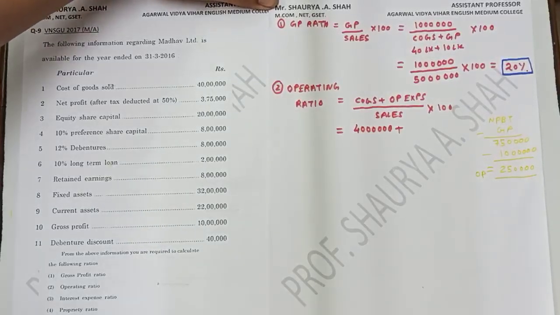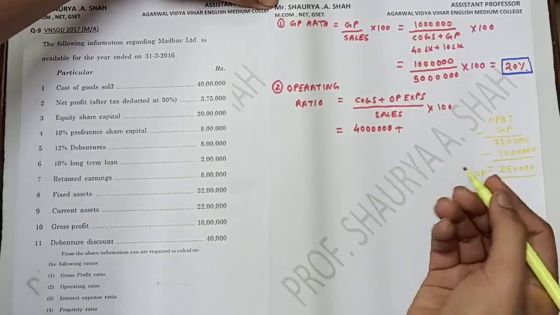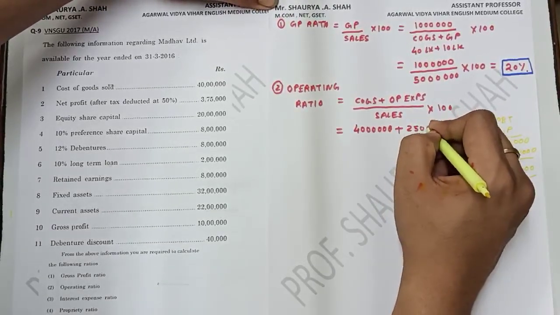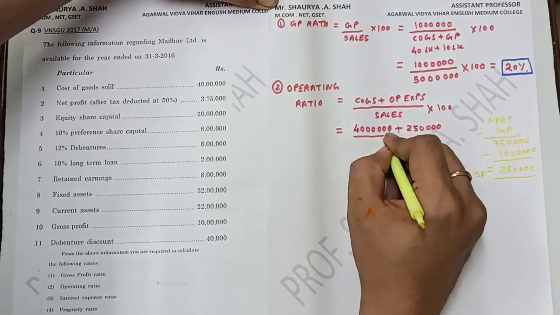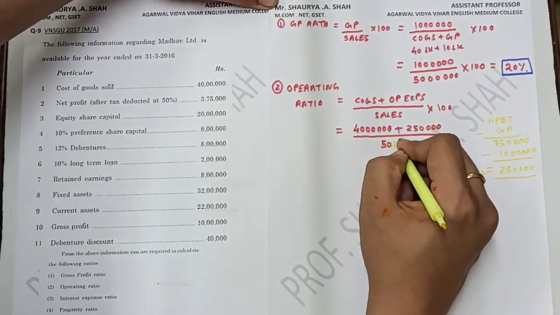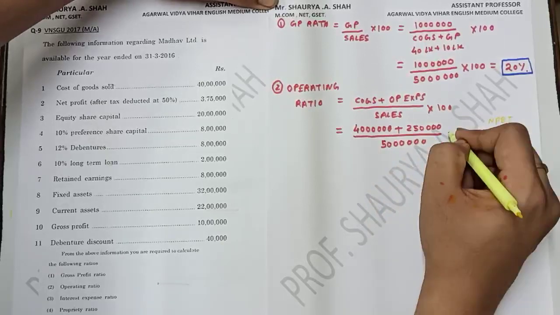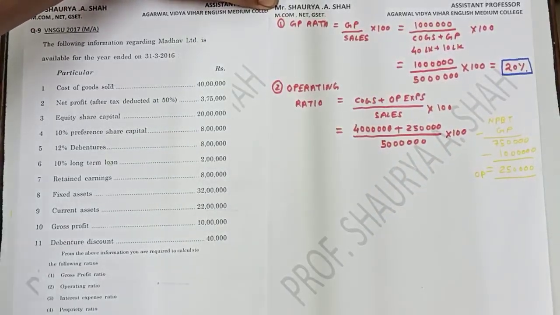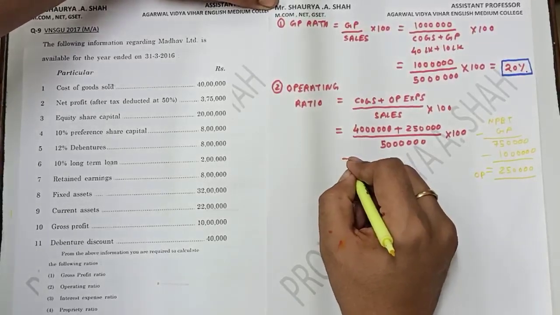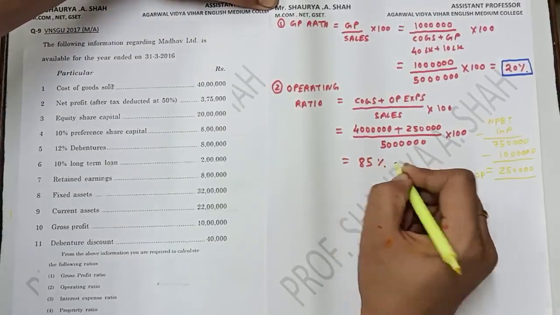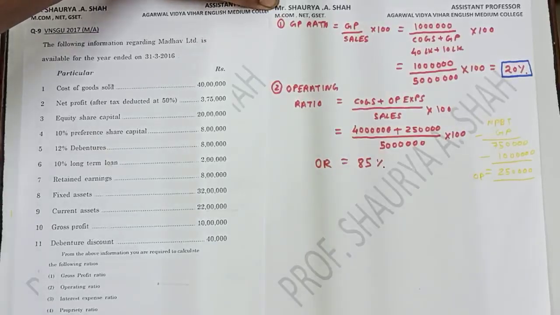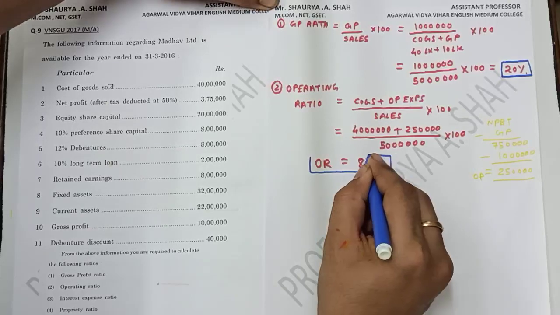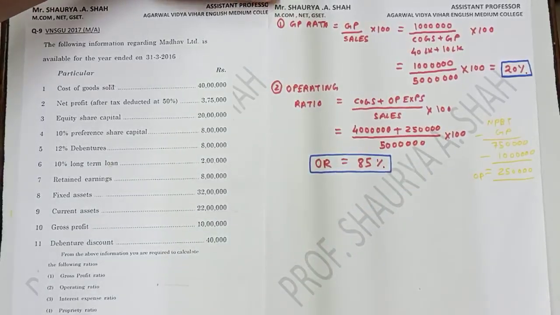So I found out the operating expenses. So 40 lakh plus operating expenses of 2,50,000 divided by sales. Sales is my 50 lakh. It remains the same as what we found out in the previous step. So I will get the answer of 85% when I solve this. So what is my operating ratio? My operating ratio is 85%. I suppose it is clear to each and every student.